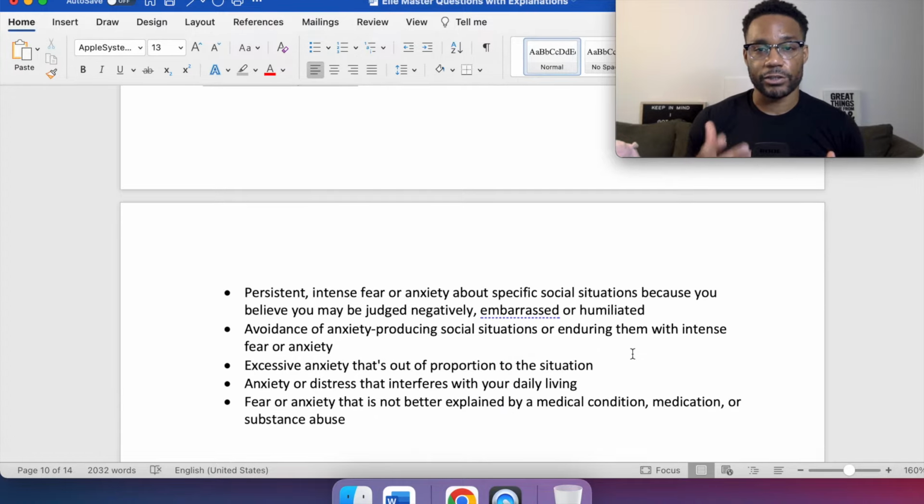And this is social anxiety disorder: persistent, intense fear or anxiety about specific social situations because you believe you may be judged negatively, embarrassed, or humiliated. Avoidance of anxiety-producing social situations or enduring them with intense fear or anxiety. Excessive anxiety that's out of proportion to the situation. Anxiety or distress that interferes with your daily living. And fear or anxiety that is not better explained by a medical condition, medication, or substance abuse.